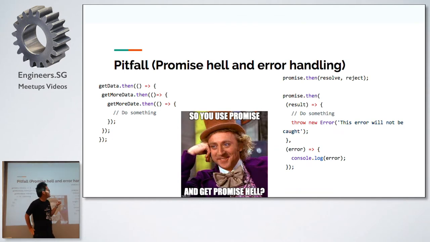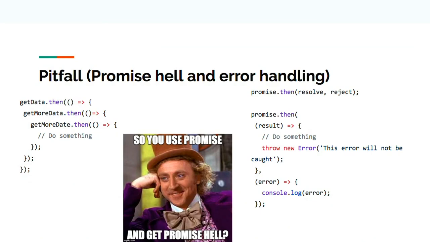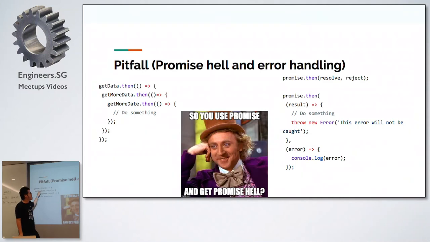Okay, this is just my experience. Some of my friends already use promises, but they make some pitfalls like this. Instead of chaining the promise, they use the callback in the then. That's why we get promise hell, and it's the same as callback hell. So if you meet this, please return the promise and chain it properly. Don't use this kind of callback in the then function.